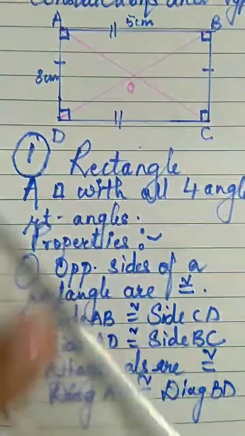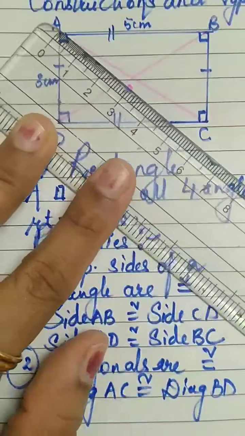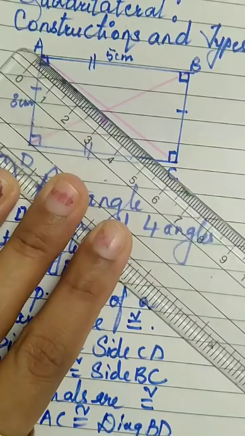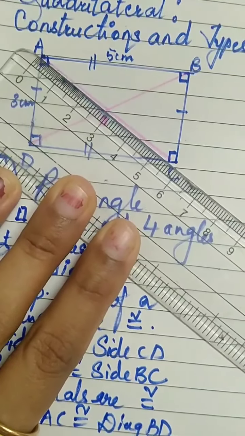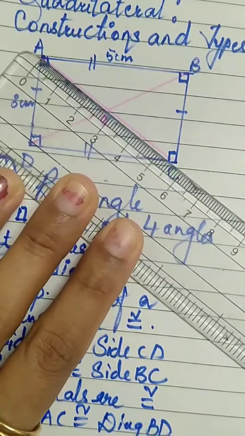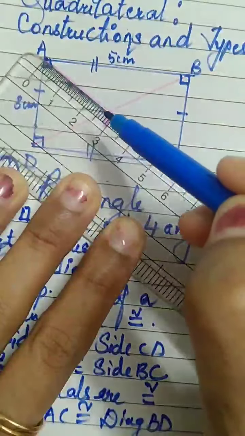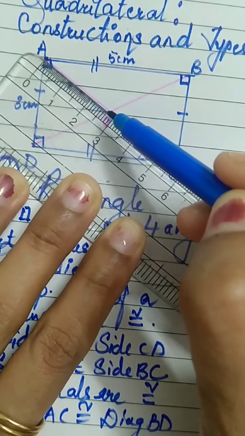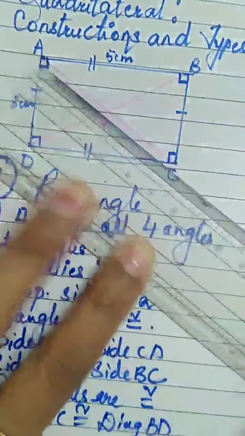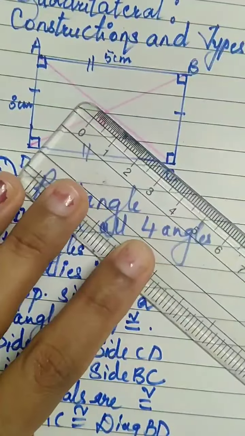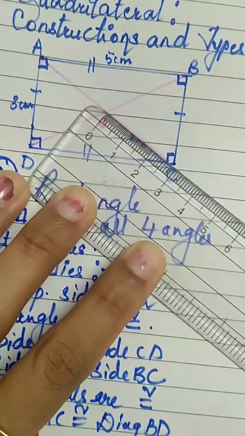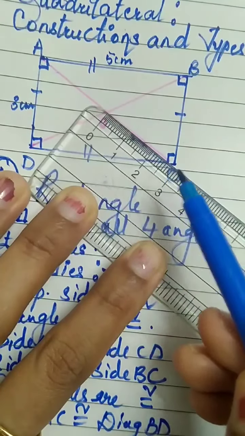Just check, children. From A to O, if I measure properly, I'm getting 2.6. Okay, 2.6, between 2 and 3. Again, from O to C, if I measure, again I am getting 2.6.